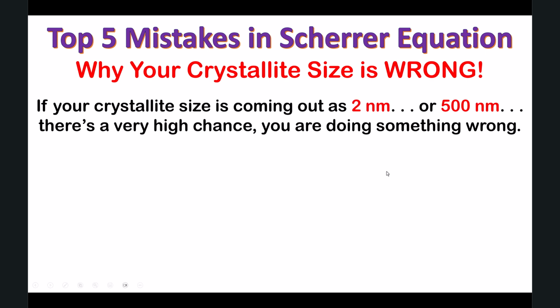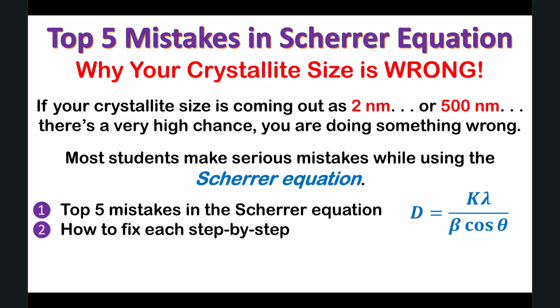If your crystallite size comes out to be 2 nanometers or even 500 nanometers, there is a very high chance that something is wrong. In this video, I will walk you through the top 5 mistakes that students and researchers make when using the Scherrer equation, and more importantly, how to fix each one step by step.